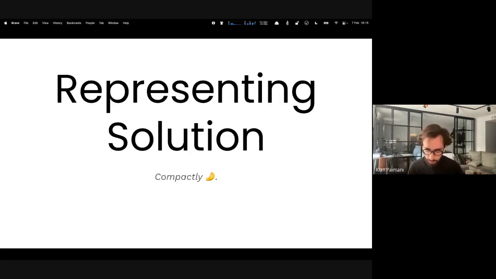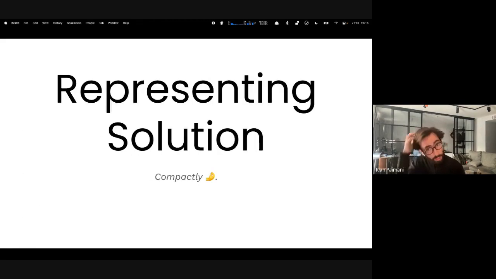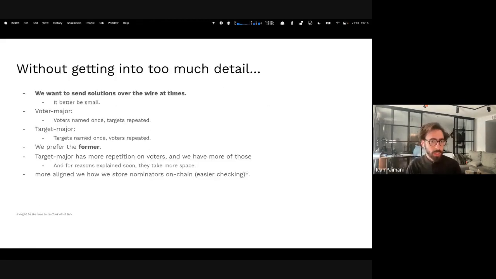So yeah, now let's talk about how we represent this graph in a compact way. The reason that we want that is that, as I hinted in the previous slide, and again I need to get into it in the future, we definitely want to send these solutions around as transactions, or generally speaking on the wire, and so we want them to be small. We also want them to fit into blocks at times. Again, another criterion. If you have a big graph, it's surprisingly easy to hit that 5 megabytes block without any optimization.